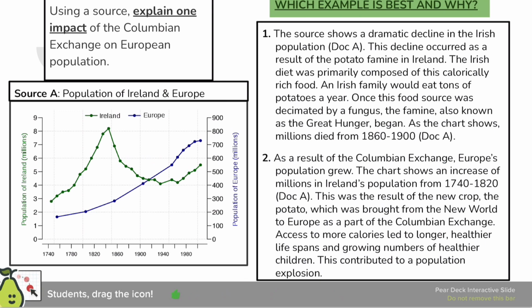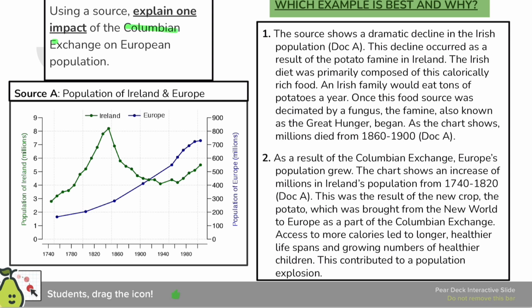Okay, trying to get points on the DBQ rubric. Tell me which one is best and why. So number 1, remember the question is effects of the Columbian exchange on Europe. Let's see if this answers that prompt.